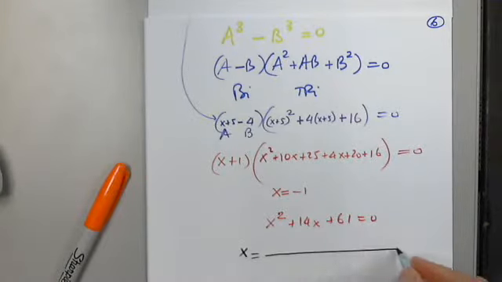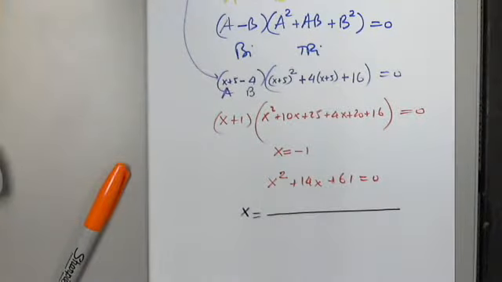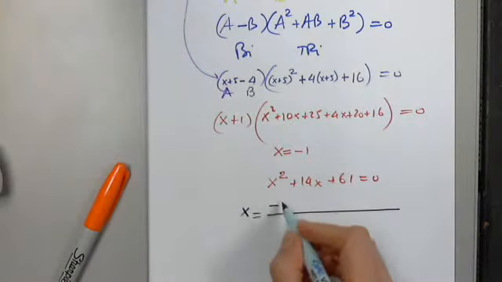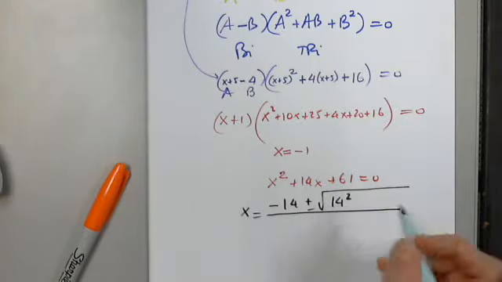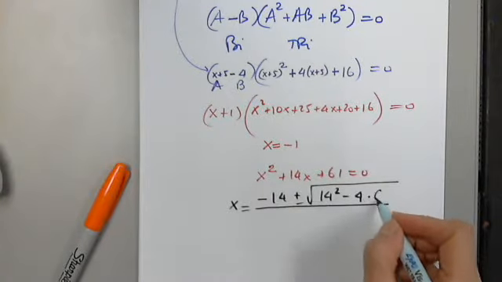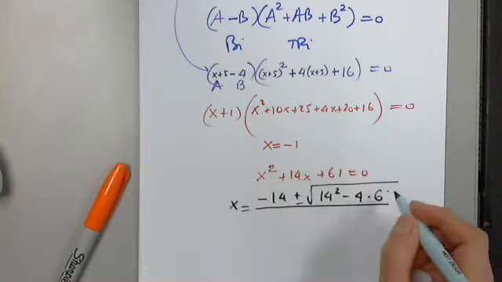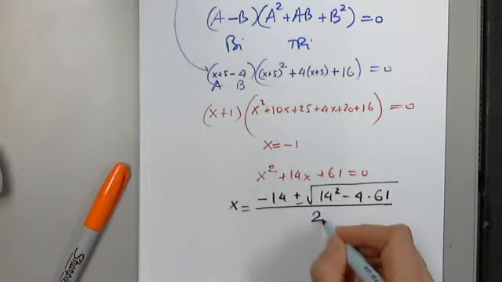Very good. Negative b, negative 14 plus or minus the square root of 14 squared, leave it like that for now, minus 4 times the first times the, I'm sorry, minus 4AC over 2a.